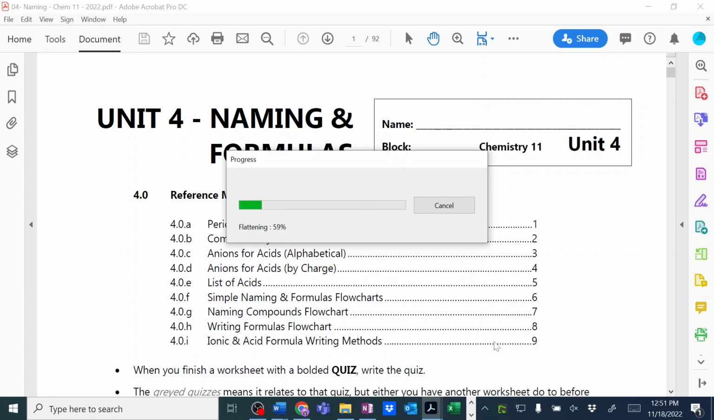I mark it. I give it back to you. If you don't get 6 out of 6, you can either redo it or not redo it as you choose. Sometimes people are like, you know what, I'm doing a million of these quizzes. If I get 5 out of 6, but I understand what I did wrong, it really doesn't bother me.